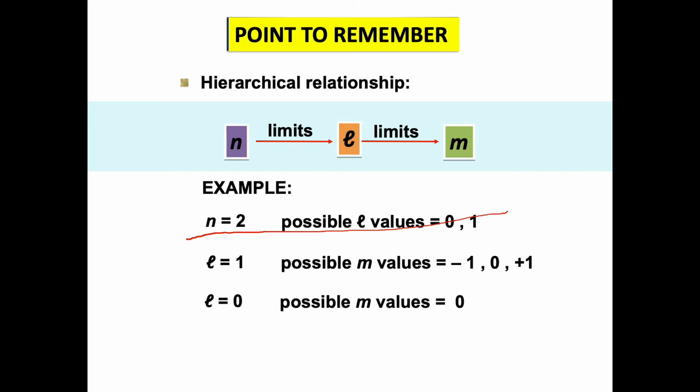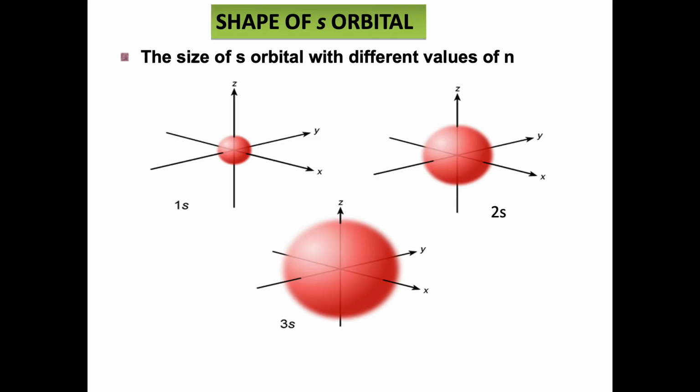So the total number of orbitals is 4, and the total maximum electrons that can occupy these 4 orbitals is 8 electrons. Or you can use this formula to find the maximum number of electrons that can occupy the orbitals, which is equal to 2 multiplied by n squared, and you will get the same answer of 8 electrons. The shape of s orbital is a sphere.